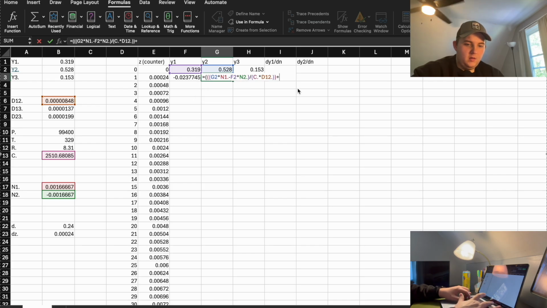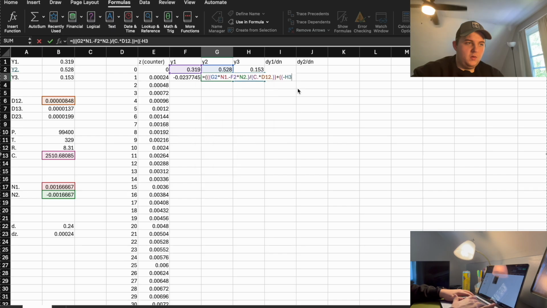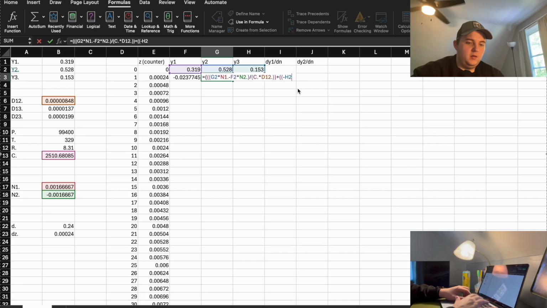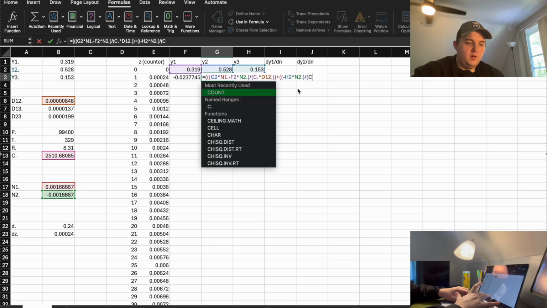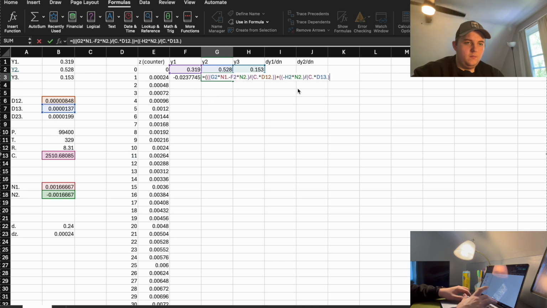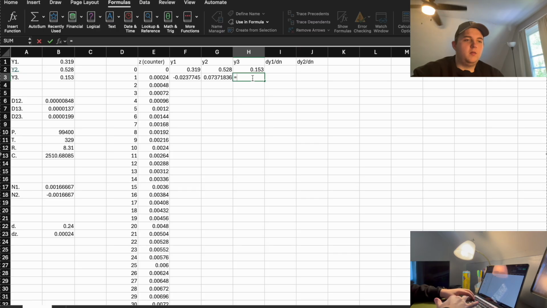plus our negative y3 again, oops, this time times our n2, and then divided by our concentration times our 13. Okay, that looks good, and then simply our y3 is just going to be 1 minus these two cells.